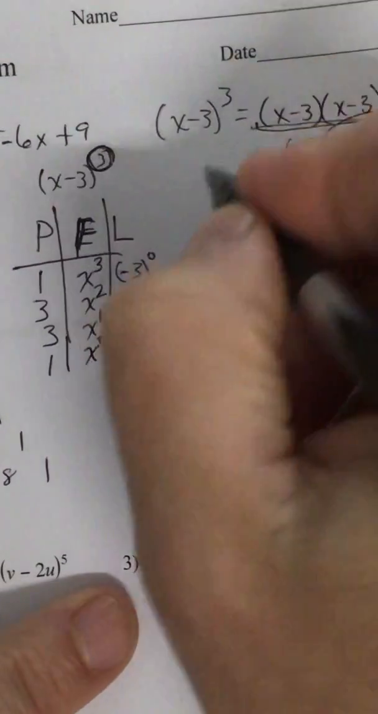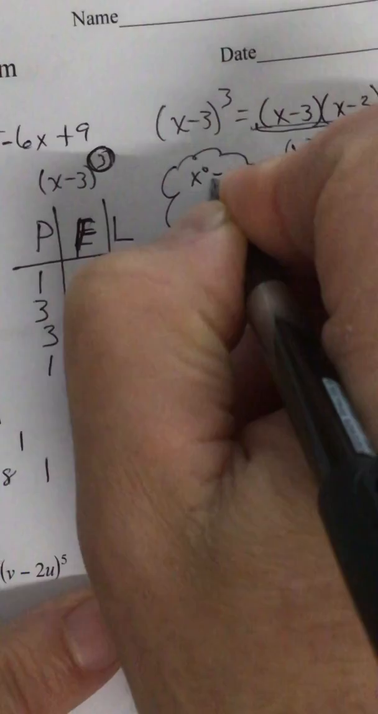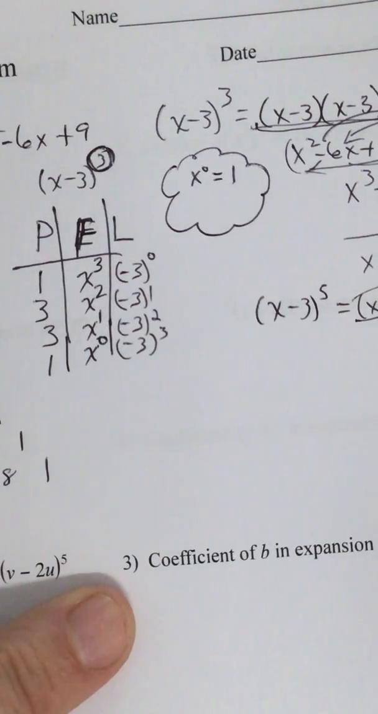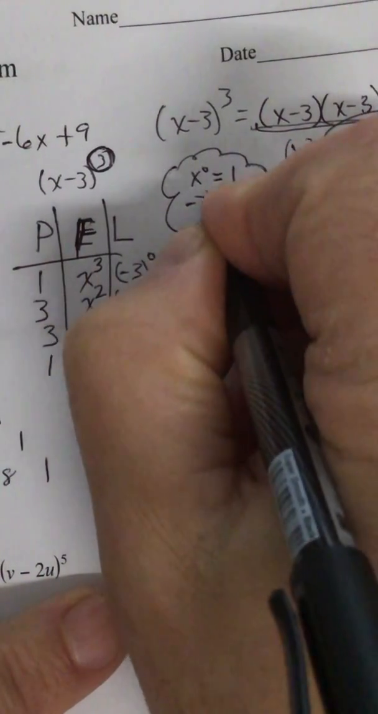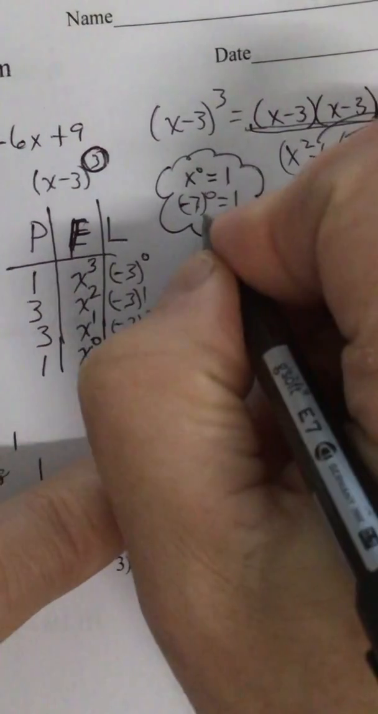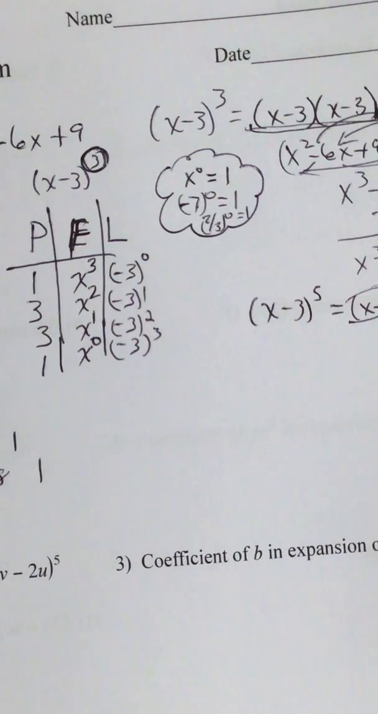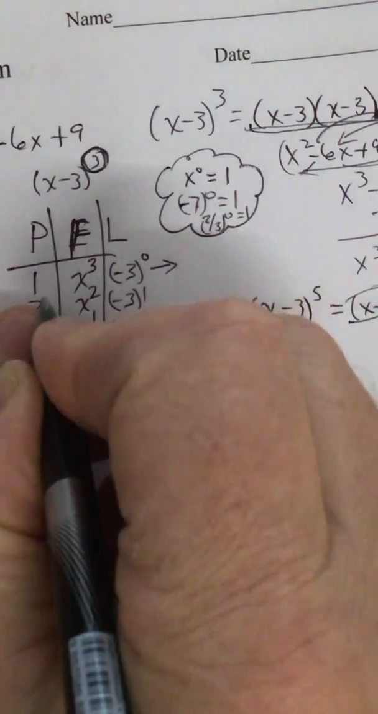Now remember, I got to remind you of something. Anything to the 0 power is 1. It's not 0. So like -7 to the 0 power is +1. A fraction, 2/3 to the 0 power is +1. Anything to the 0th power is +1. So I'm going to multiply this row now.